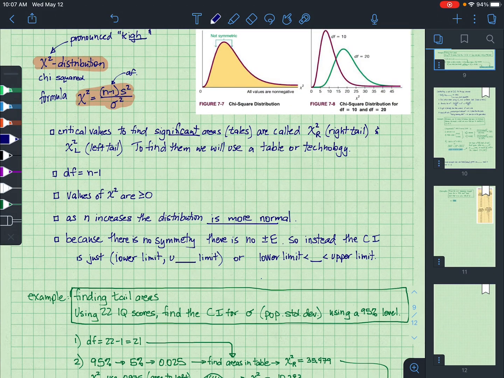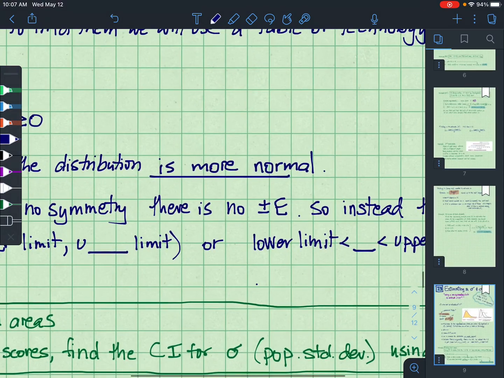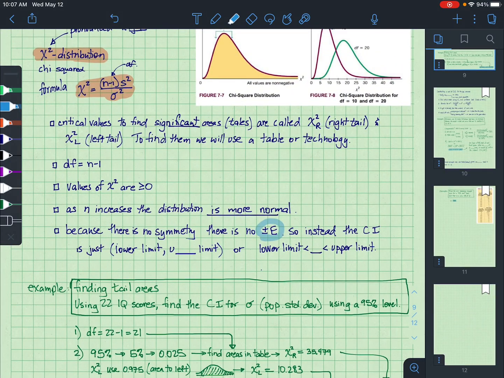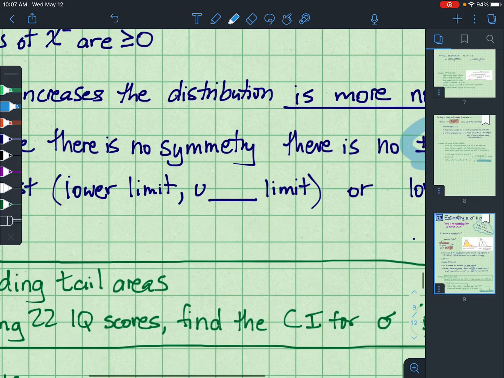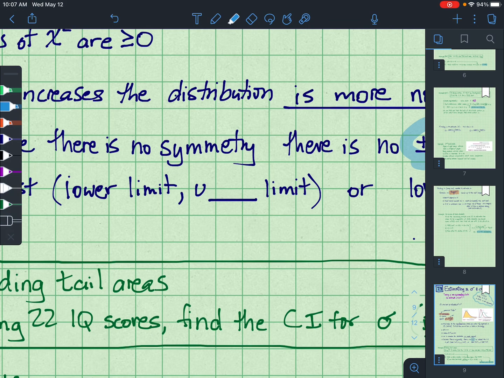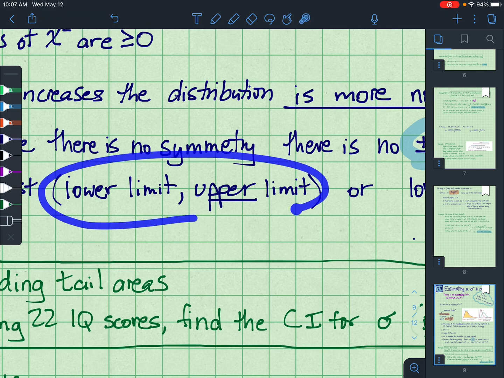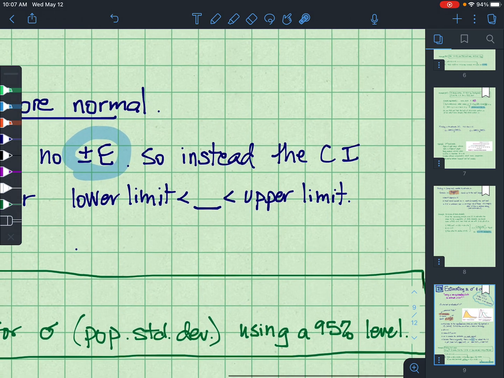Because there is no symmetry to the graph, you can't have a plus or a minus. So this is the first bit of bad news that we've got. The way we write things out, instead of the old format of saying our parameter plus or minus the error, we now have our lower limit and then our upper limit. Or you can write it out as just an inequality with sigma sitting in the middle.